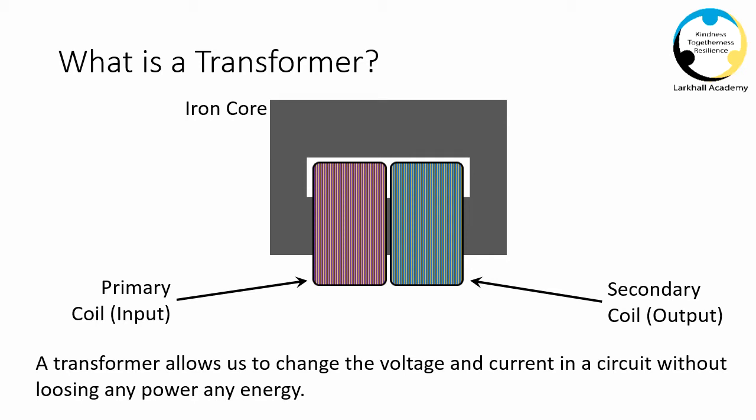Now, what makes it a step-up transformer and what makes it a step-down transformer is the number of turns in each of these coils. So it's the number of turns in this coil or the number of turns in this coil. So let's pause the PowerPoint for a wee second and have a look at what we mean by turns. What I've got here is just some wire. It's actually attached to a transformer already, but we'll pretend it's not.